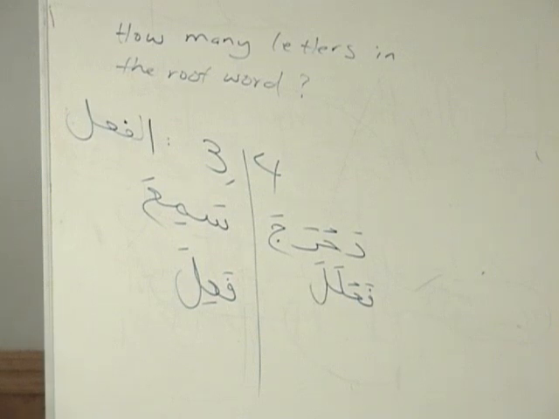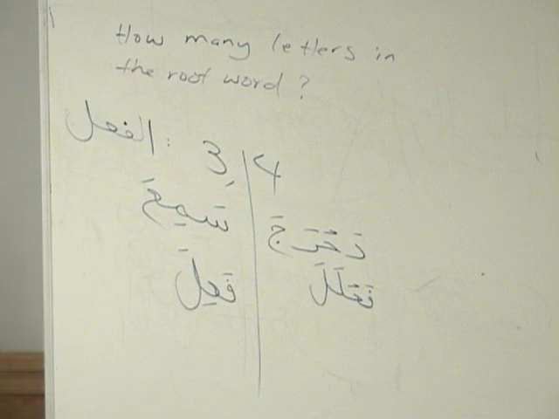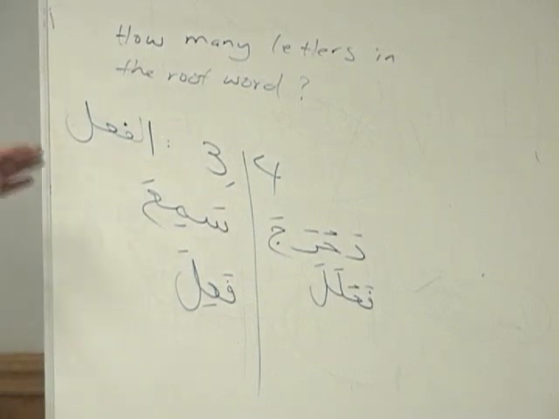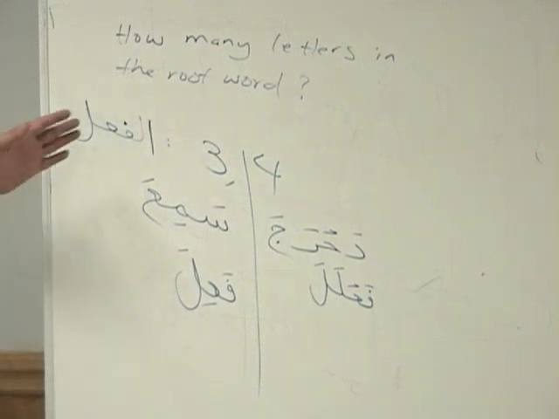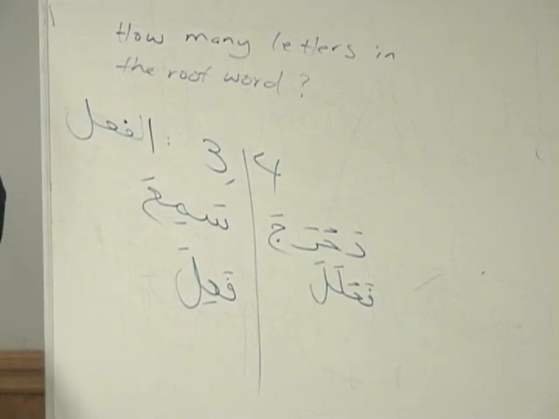Okay. So again, the ism can have 3 letters, 4 letters, or 5 letters as the original root letters. The fi'al can have 3 letters or 4 letters only. And now we can go to al-harf. This stuff doesn't apply to harf. Harf can be 2 letters, 3 letters, 4 letters, more or less.